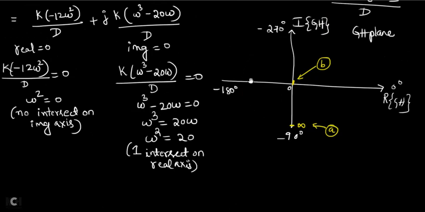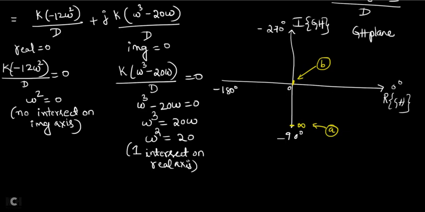So the intersection has to be here only, no? You should not mark any intersection on the right hand side of the real axis. Understood why? Only one intersection is there on the real axis, and that should come here only. Why? Because from point A you have to go in clockwise. When you go in clockwise, here only you should mark the intersection. It will not come here.